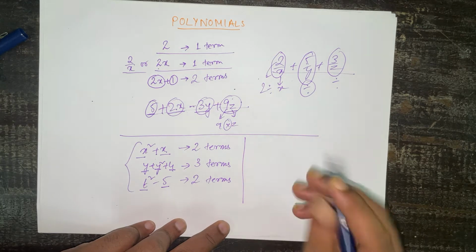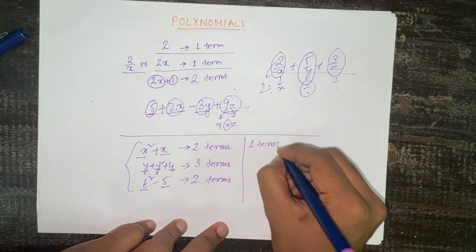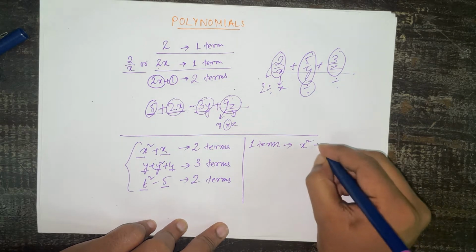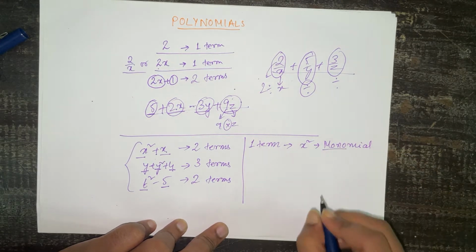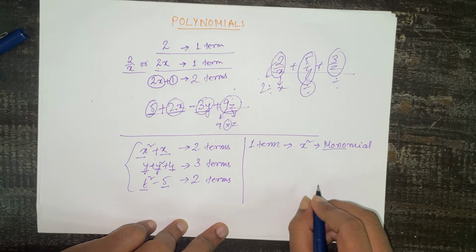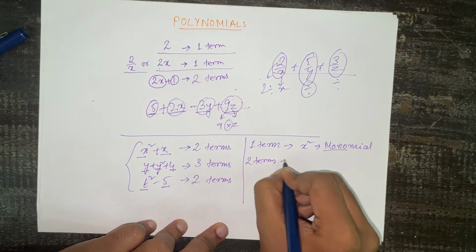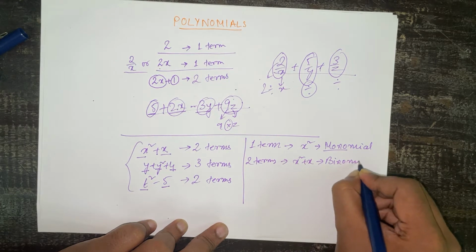Now expressions can have multiple numbers of terms. If they have a single term, for example x square, this is a single term. This is called a monomial. Mono means single. So single term containing expressions are called monomials. If they have two terms, suppose x square plus x, this is called a binomial.